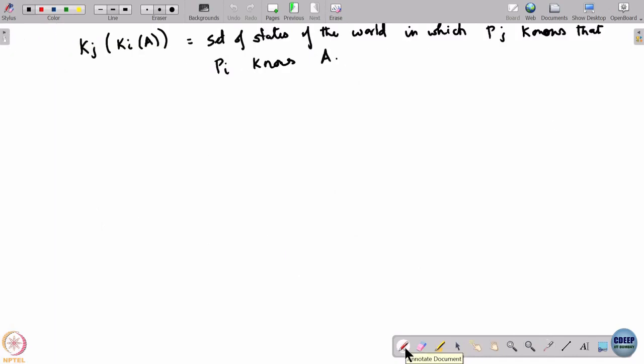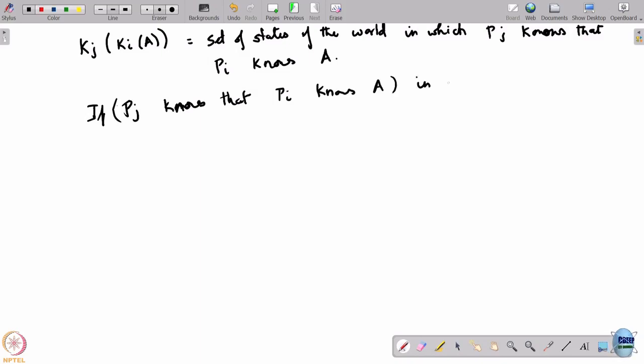So, Kj of Ki of A is the set of states of the world in which player J knows that player I knows A. So if player J knows that player I knows A in state of world omega star, that's basically saying that omega star belongs to Kj of Ki of A, right? That's it. This is equivalent, actually. Okay. So, is this clear?